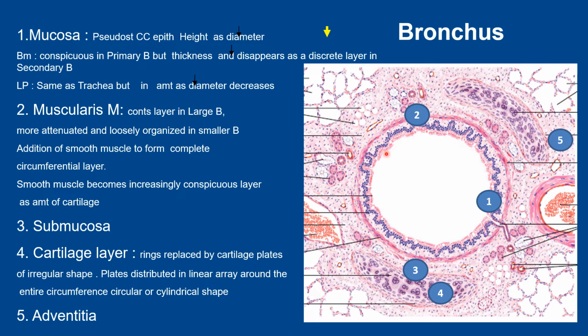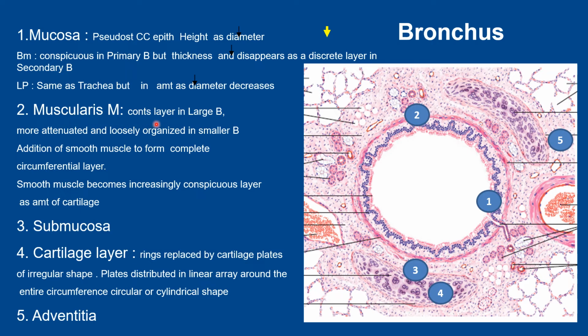The histological feature of the bronchus is similar to the trachea. It has mucosa which is lined by pseudostratified ciliated columnar epithelium. As the lumen decreases, the height of these cells also decreases. These cells lie on a basement membrane which is very much conspicuous in the primary bronchi, but in the lower division it slowly disappears. The lamina propria is similar to trachea, but the amount of areolar tissue becomes less as the diameter of the lumen decreases.